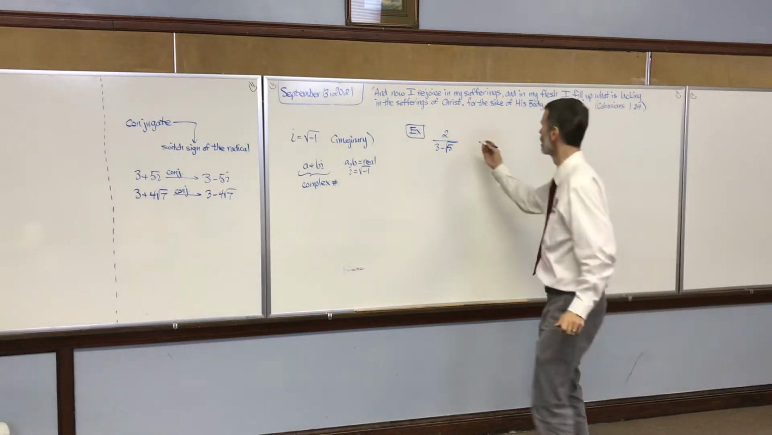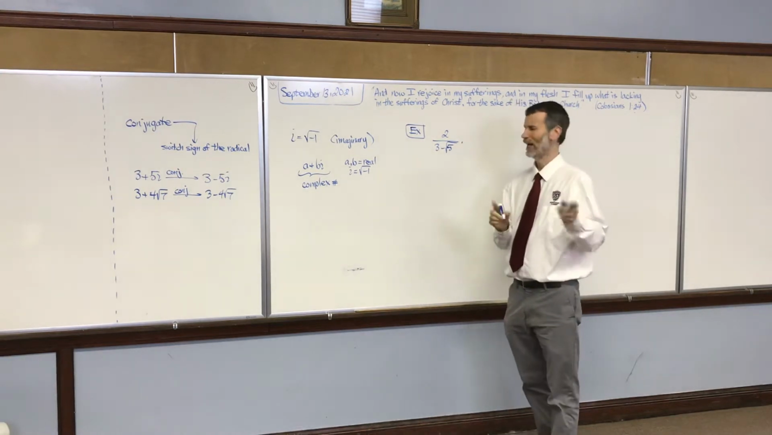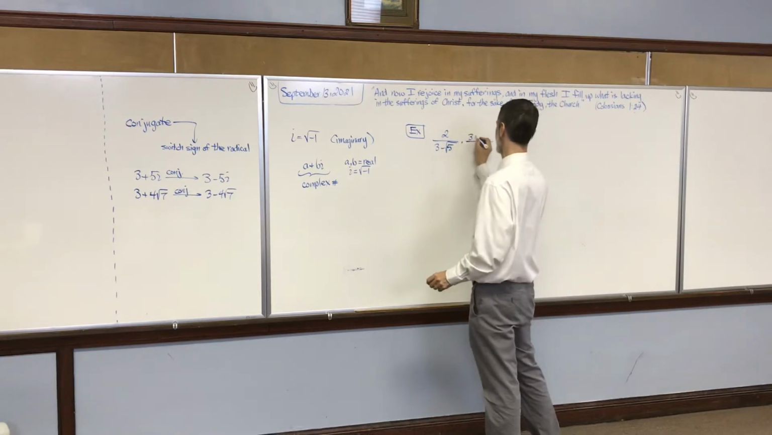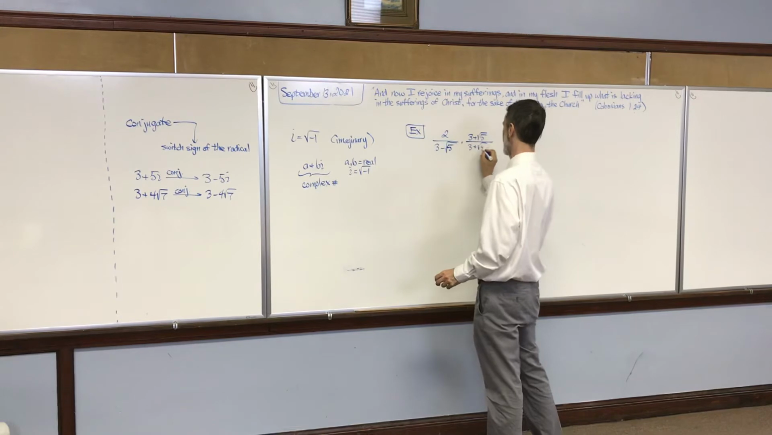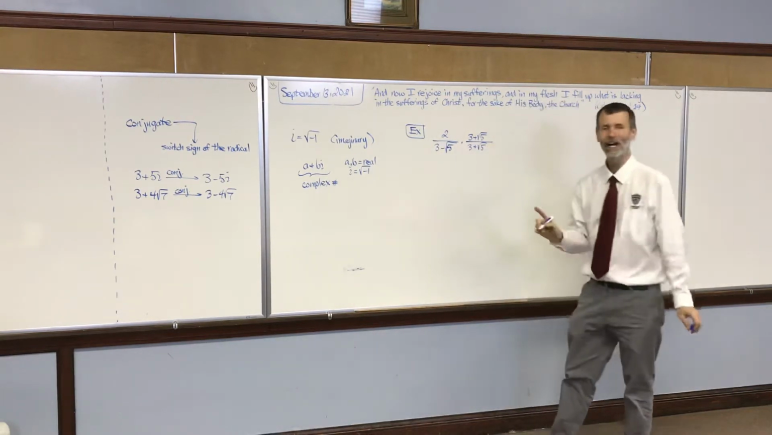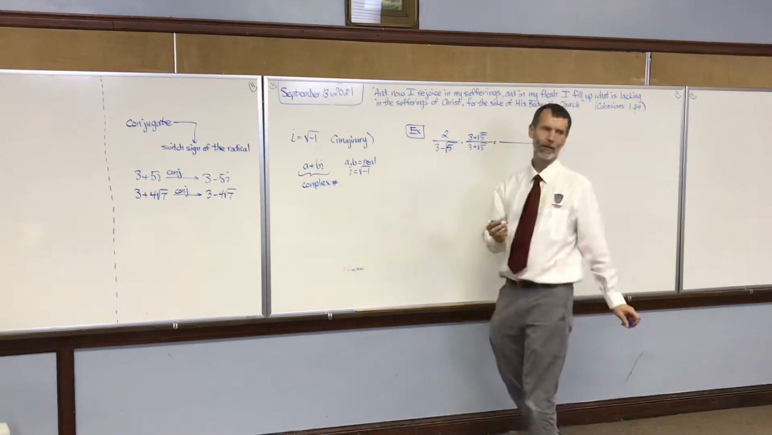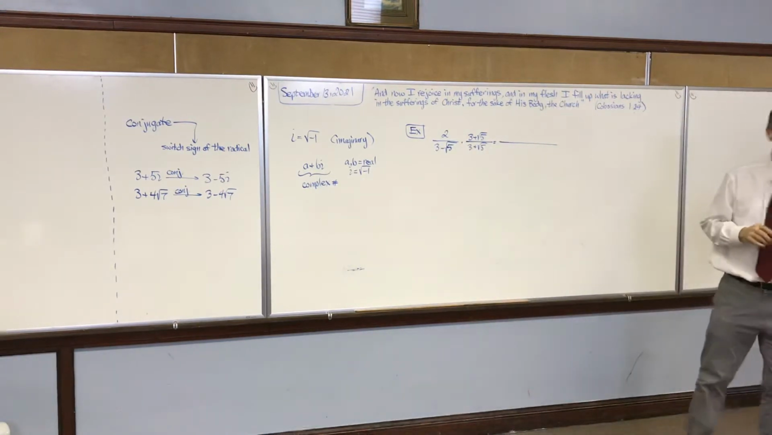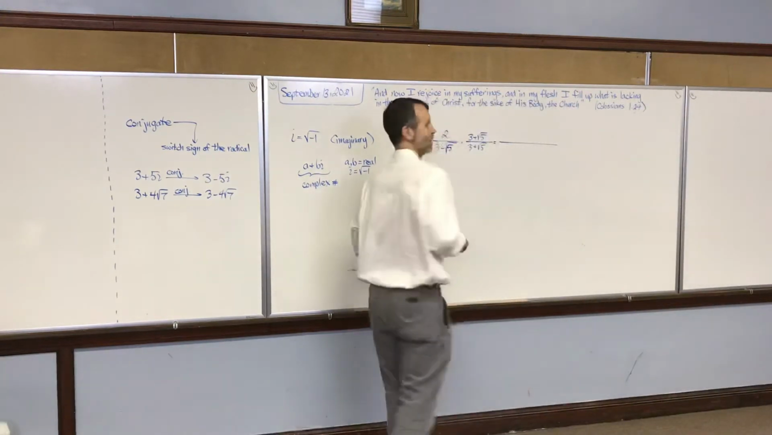What would that be? 3 plus radical 5. And where do you do that? Top and bottom. Write this down if you haven't already. Multiply by 3 plus radical 5 on top and bottom. Multiply by the conjugate at the bottom. Can somebody tell me what the top would be if you actually did that? Mary, help me out. Multiply the top one.